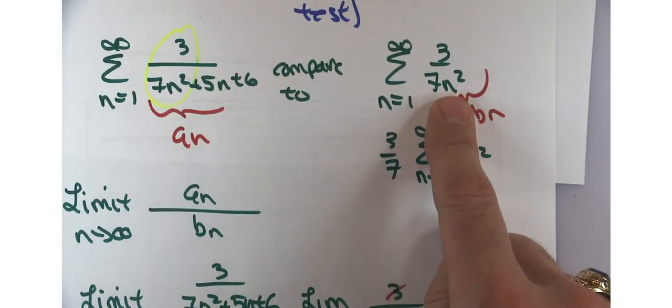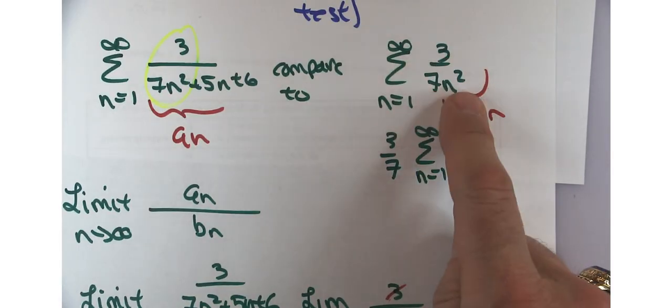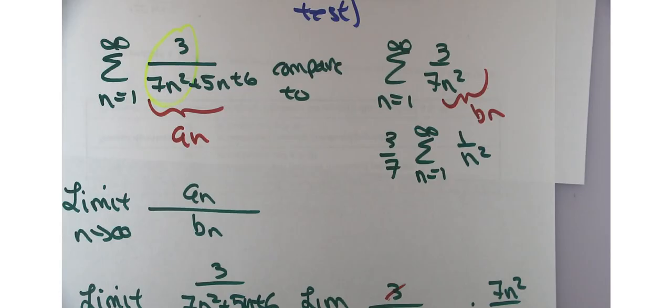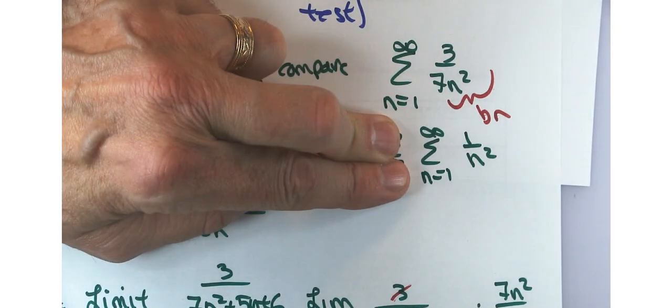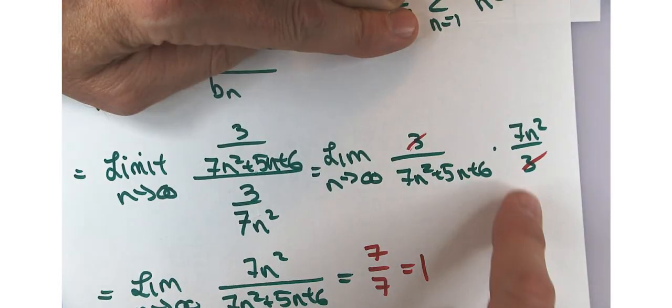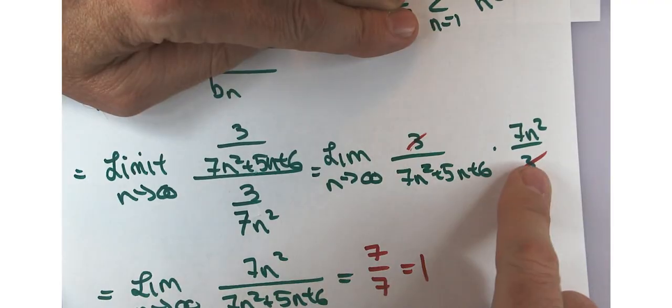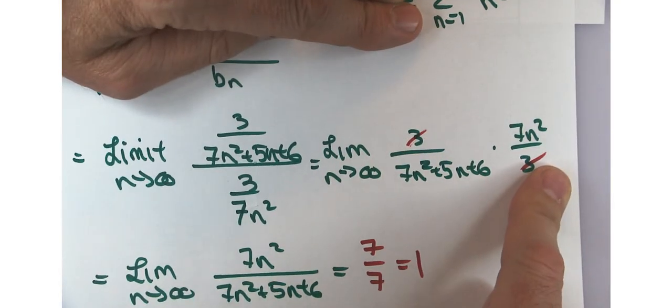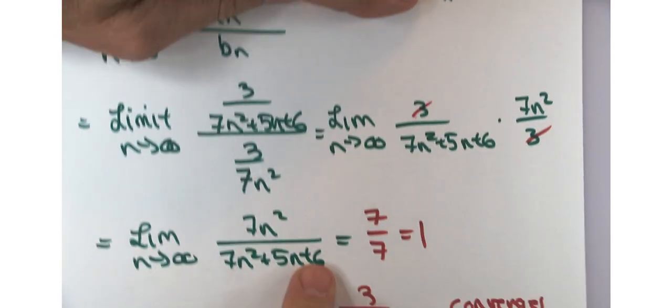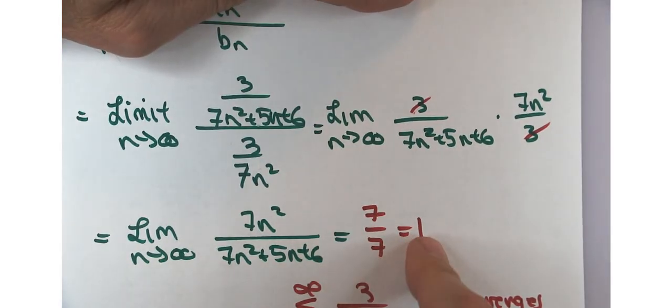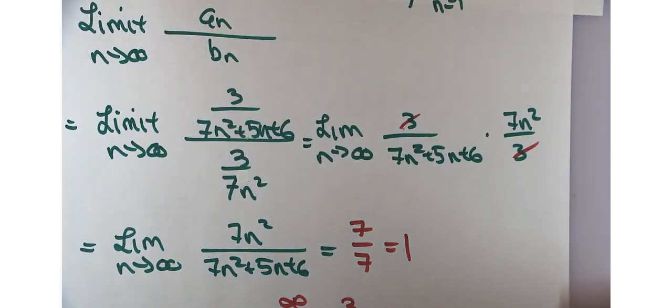For whatever reason, I'm in the habit of using the 3 and the 7, so a lot of times these limits for me will turn out to be a 1. But you don't have to. You could have just as easily used 1 over n squared. If we'd used a 1 over n squared, then I'd still have a 3 up here. That'd be fine. But I'd end up with a limit of 21 over 7, which would be 3. So again, it would be finite, and I'd still be proving the convergence with a limit comparison test. So yeah, appreciate the question. Thank you. Anything else on this one?